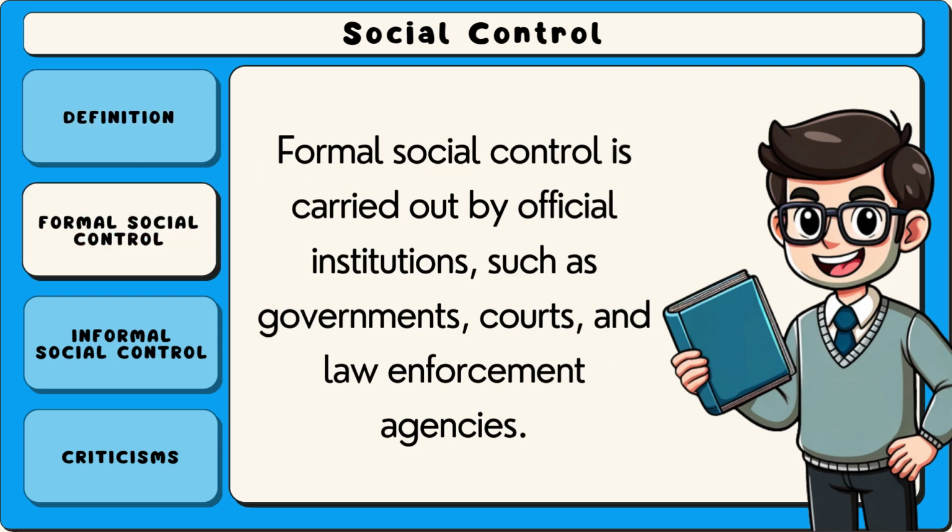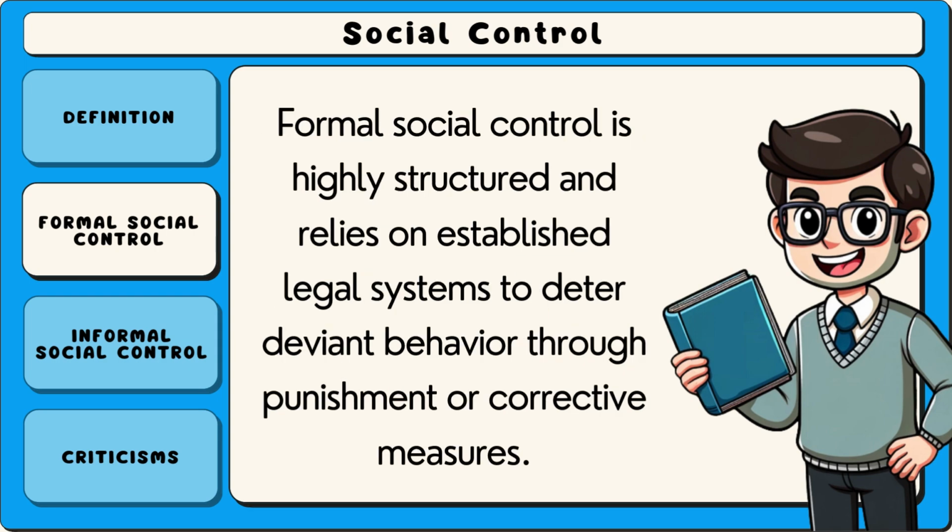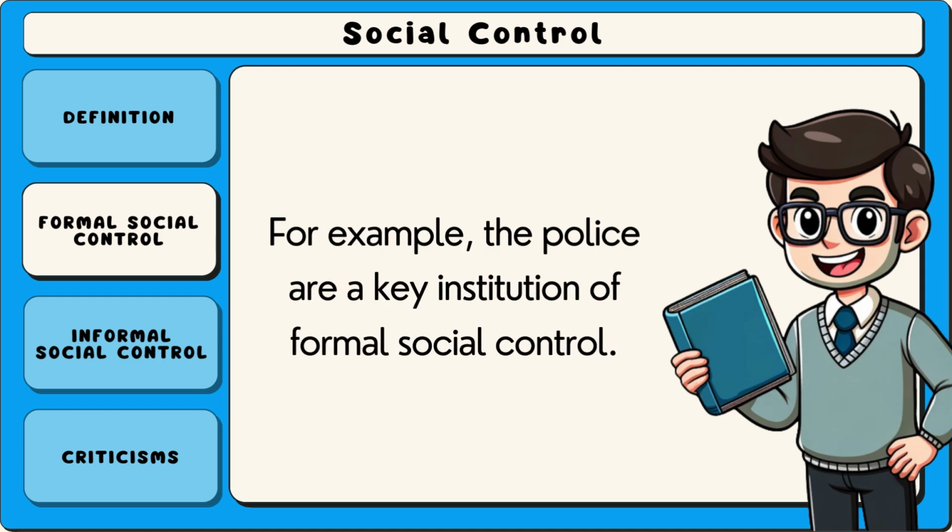Formal social control is carried out by official institutions such as governments, courts, and law enforcement agencies. These entities create and enforce laws and regulations to maintain public order and protect the rights and safety of individuals. Formal social control is highly structured and relies on established legal systems to deter deviant behaviour through punishment or corrective measures. For example, the police are a key institution of formal social control.